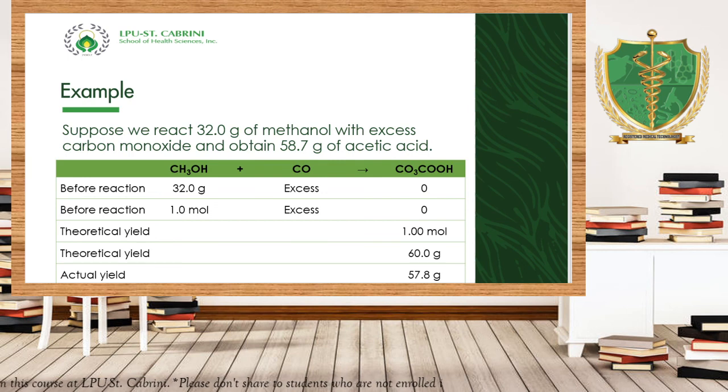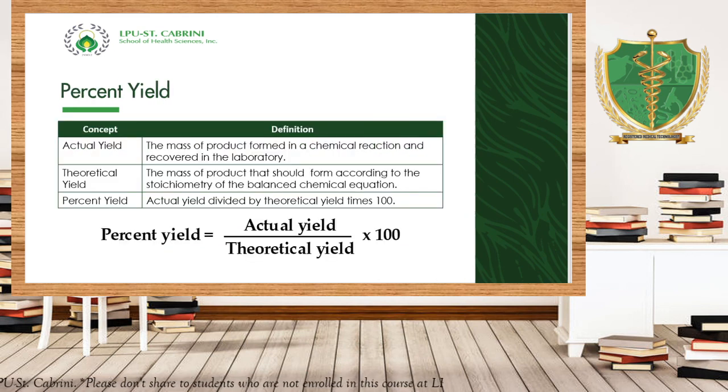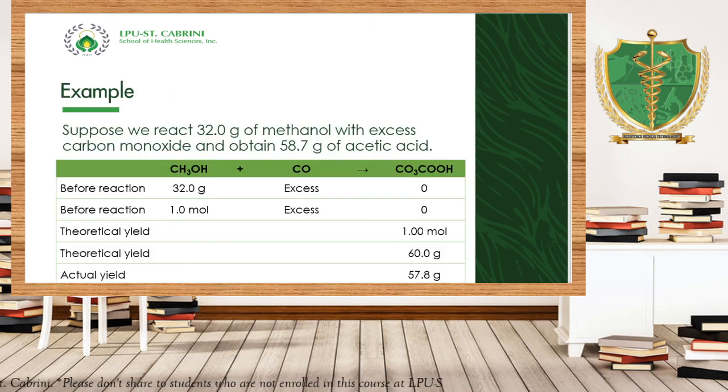Suppose we react 32 grams of methanol with excess carbon monoxide to obtain 58 grams of acetic acid. So, our theoretical yield daw is 60 grams. Our actual yield daw is 57.8. Again, our formula is actual divided by theoretical. So, 57.8 divided by 60 times 100 will give you 96.33. Your actual came from your experiment and your theoretical came from your stoichiometric problem. So, 96.33 is your percent yield in this equation.